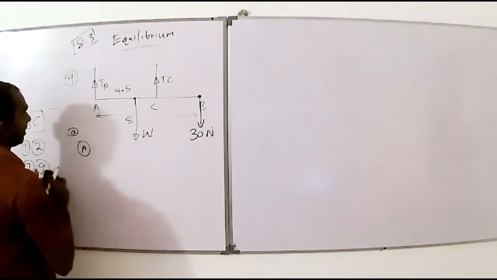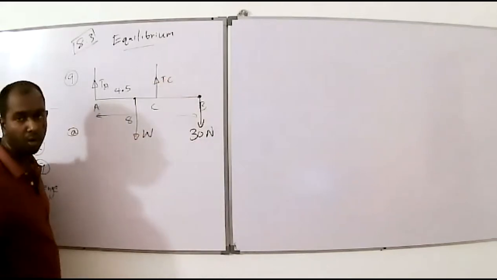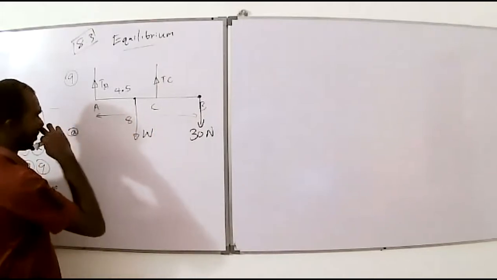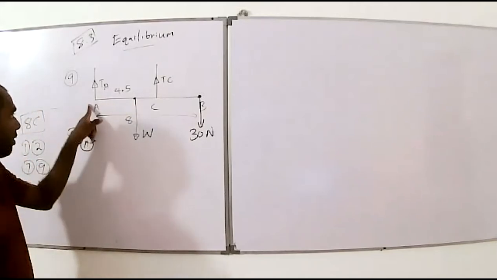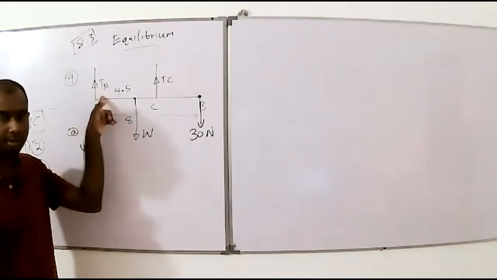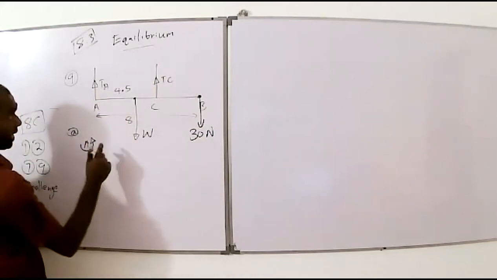How to do that? Part A you can easily do. If you take moments around A, only TC will be the unknown term. Then we can easily find it, as the other lengths we also know. Why do I take moments around A? Because this tension is not going to come in. See these logic points.